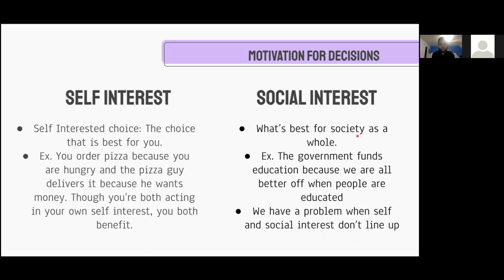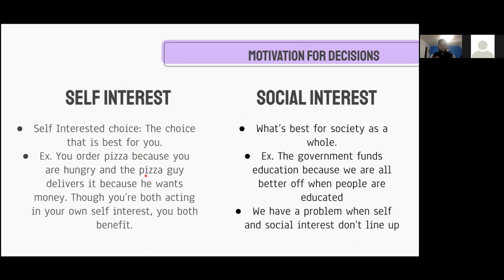Okay, what are some of our motivations for decisions? Notably, according to economics, we make decisions primarily based on either self-interest or social interest. Self-interested choice is pretty easy to explain. It's the choice that is best for you. So you order pizza because you are hungry, and that's why you want the pizza.